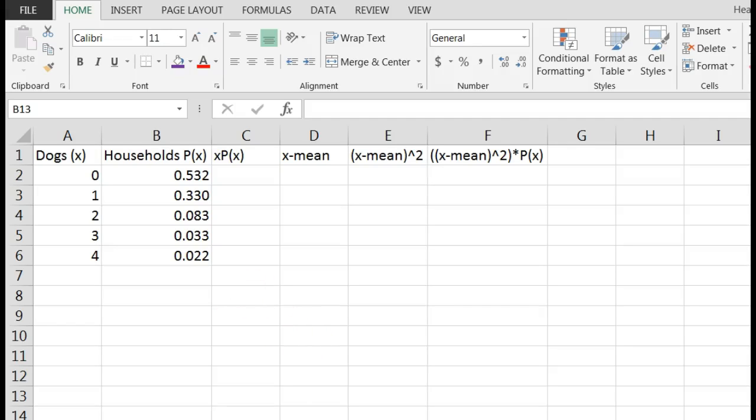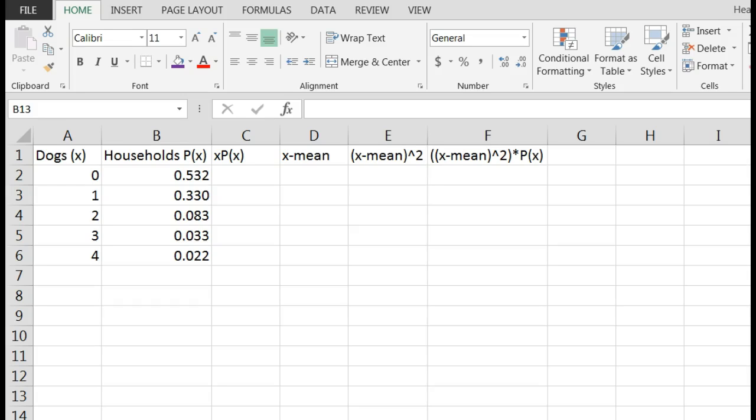Now let's say we've been given a distribution here where we have the same situation, dogs, and the probability that a household has a certain number of dogs, and they ask us to get the mean, the variance, and the standard deviation for the probability distribution.